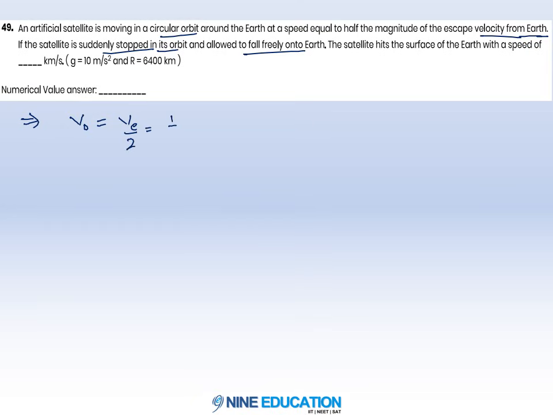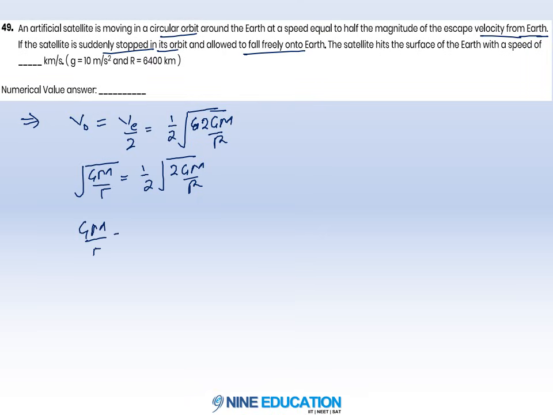And we know escape velocity of Earth is root 2GM by R. Also we know orbital velocity is root GM by r equals 1 upon 2 root 2GM by R. So from here, on squaring it, we get GM by r equals 1 upon 4 into 2GM by R. So from here we get r equals 2R. This is the radius of orbit.